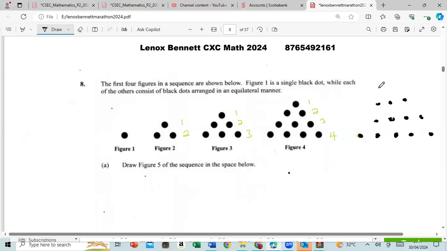Most persons got it correct, right? So this would be it. Mine did not end up so neat, but that's not really the objective. Each time you go up, it is 1 less. So you have 5, 4, 3, 2, 1. So that's figure 5.